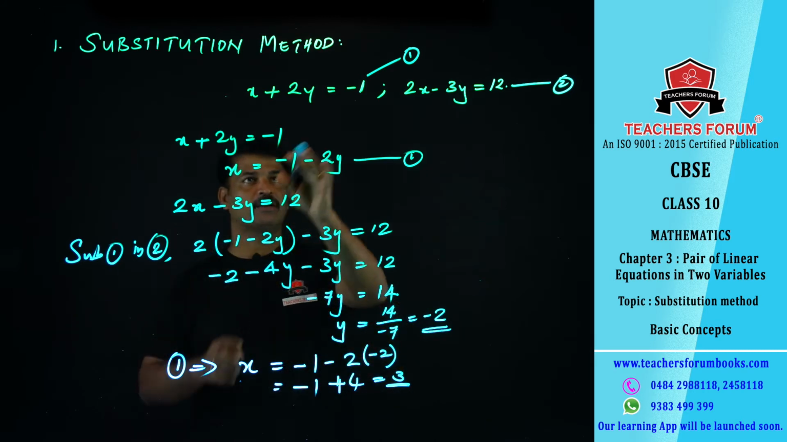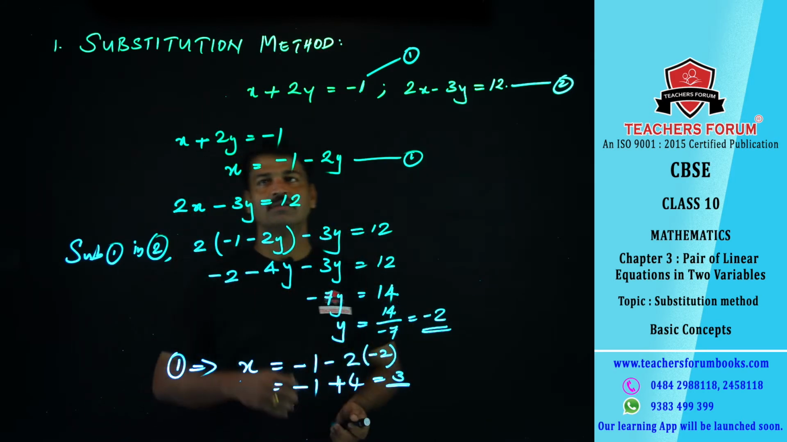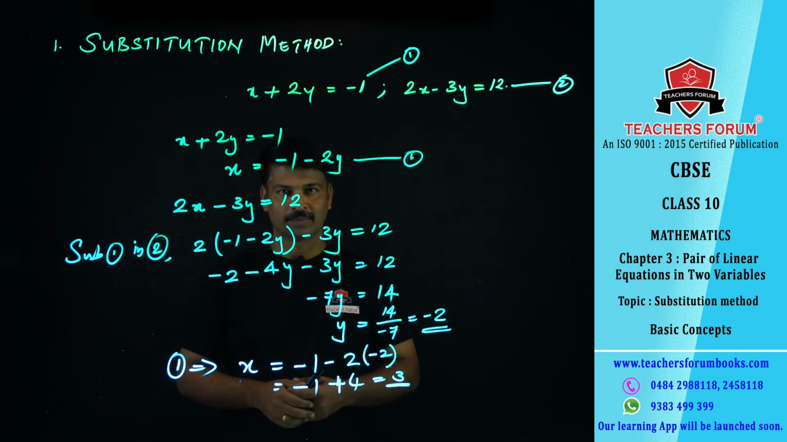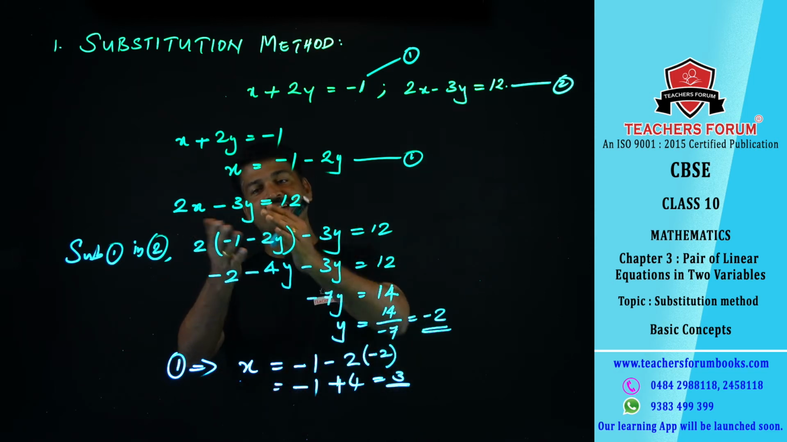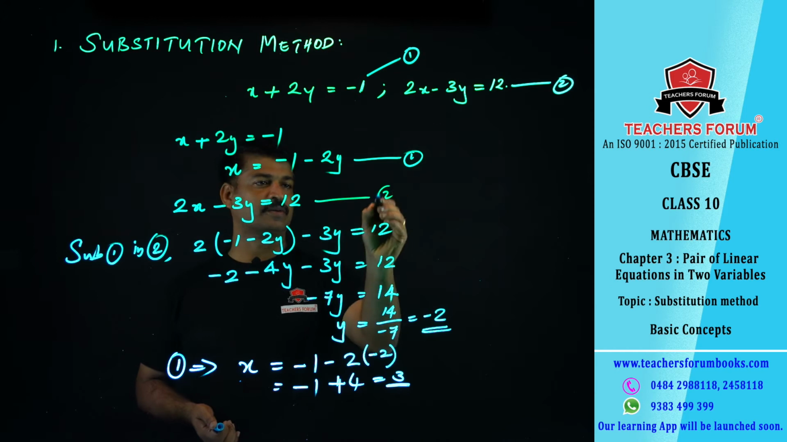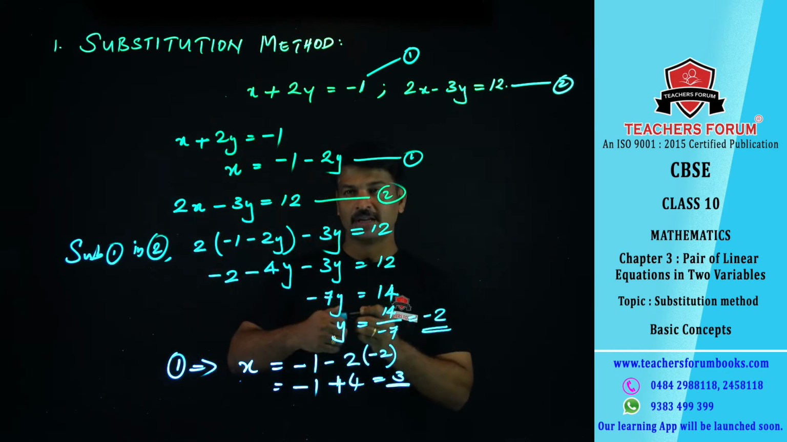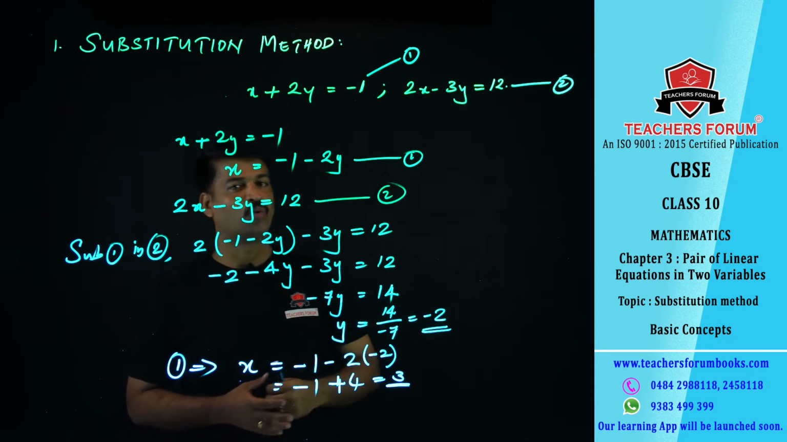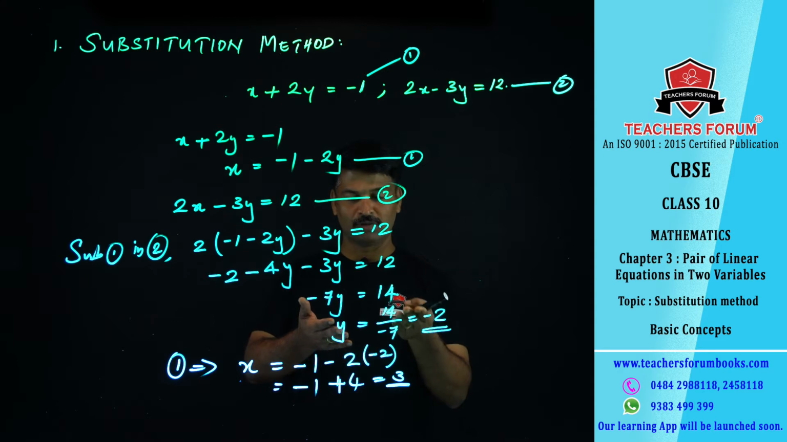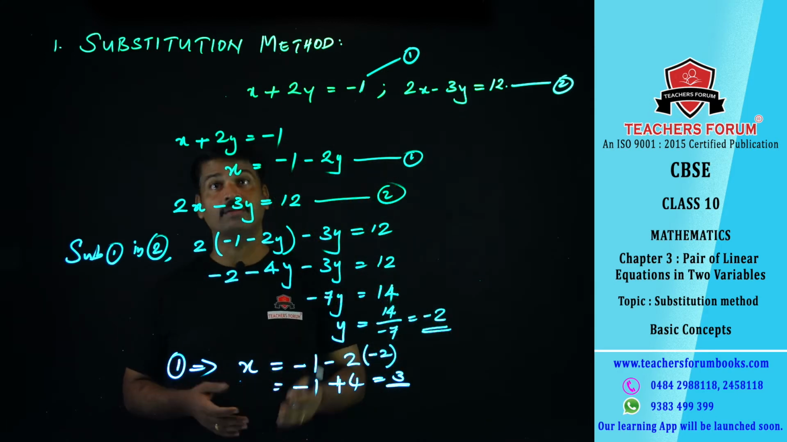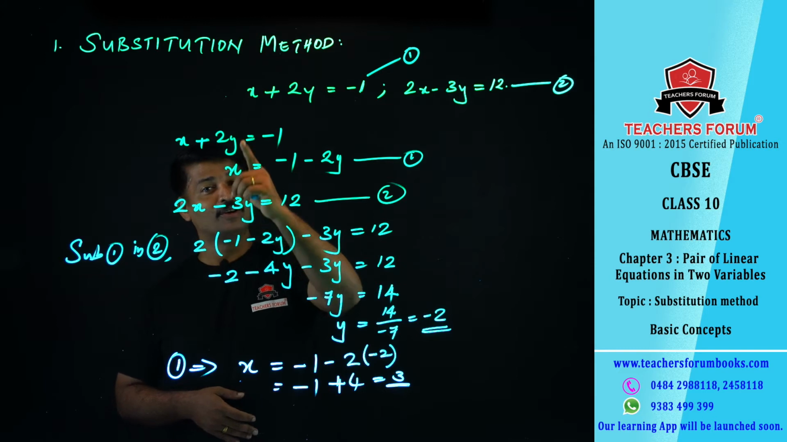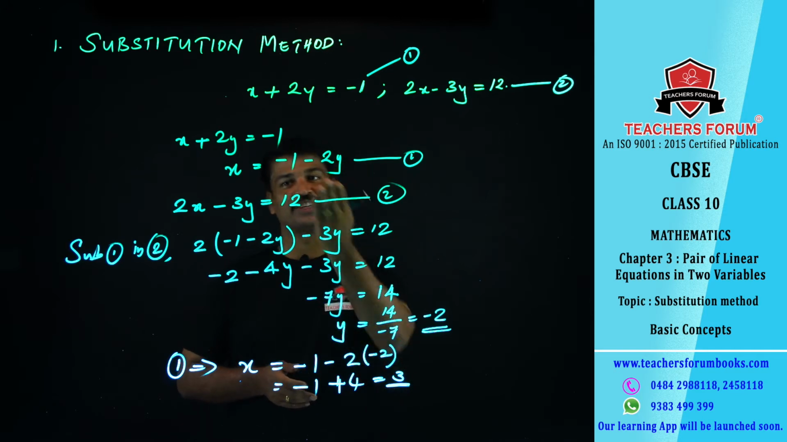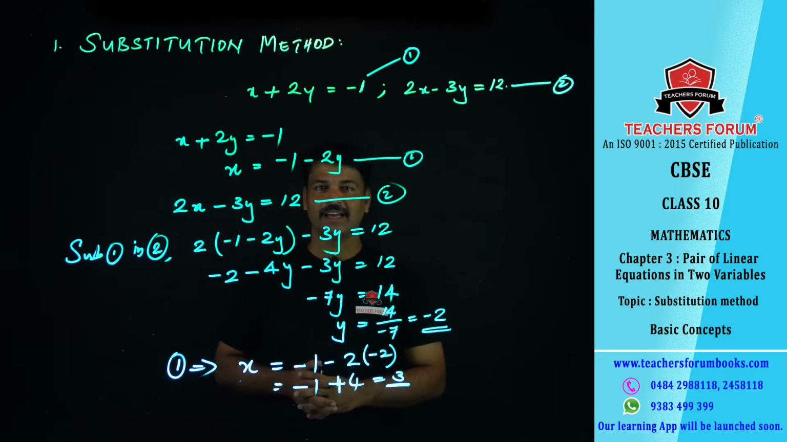So it is very simple. You will be given a pair of linear equations. From the first one you find the value of either x or y, and that value you have to substitute in the second equation. Here from the first one we found what is x, then that value we substituted in the second equation, and we got the value of y. Now using this value of y you can find the value of x, or from the first equation you can find the value of y first, then substituting it you can find the value of x. I think it is clear.